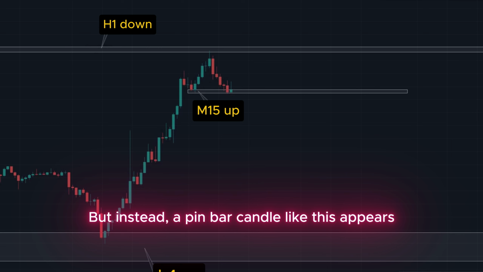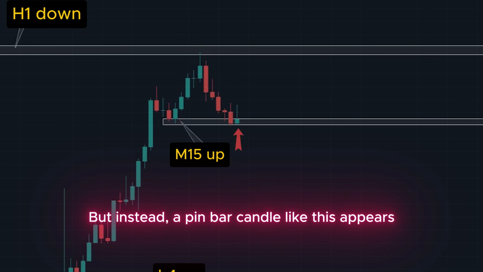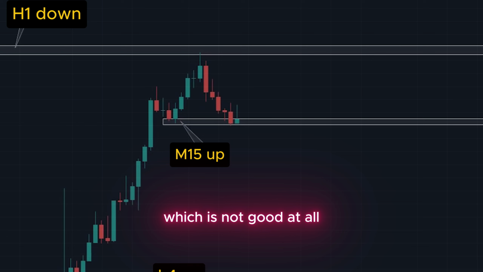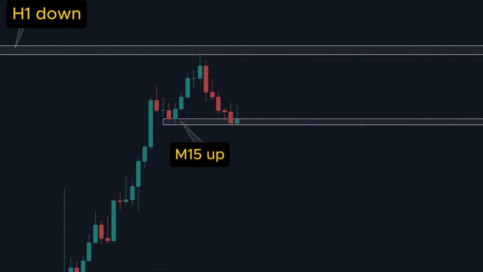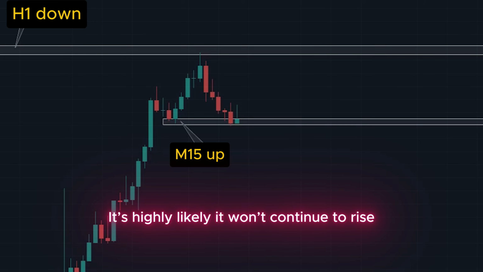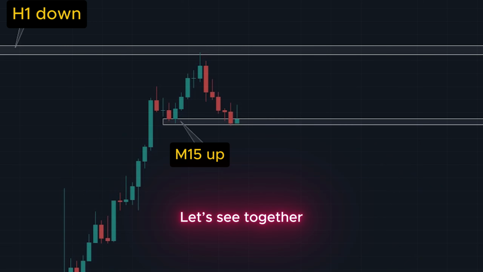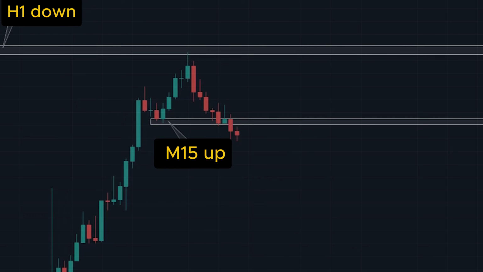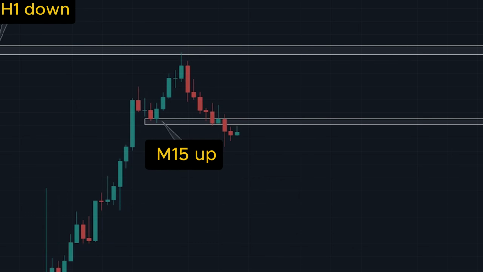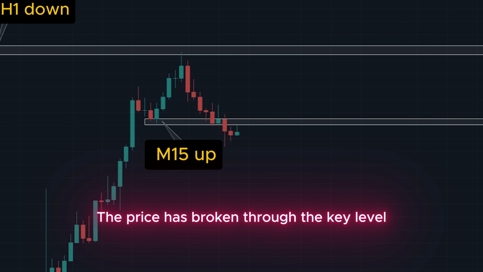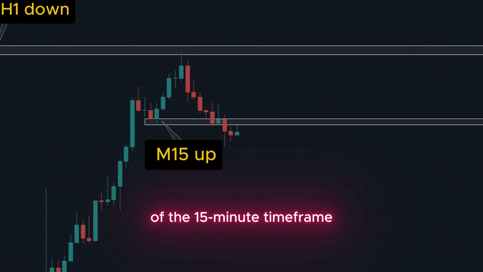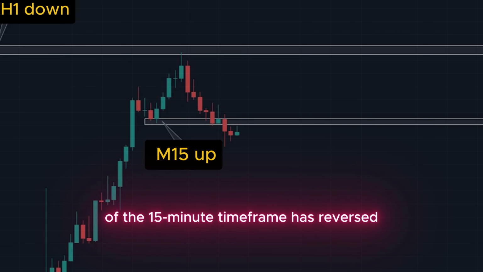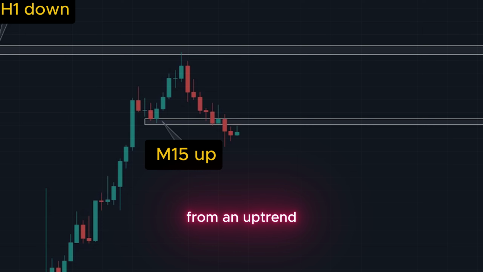But instead, a pin bar candle like this appears, which is not good at all. It shows that this key level has weak buying pressure. It's highly likely it won't continue to rise. Let's see together. The price has broken through the key level of the 15-minute timeframe, so we determine that the trend of the 15-minute timeframe has reversed from an uptrend to a downtrend.